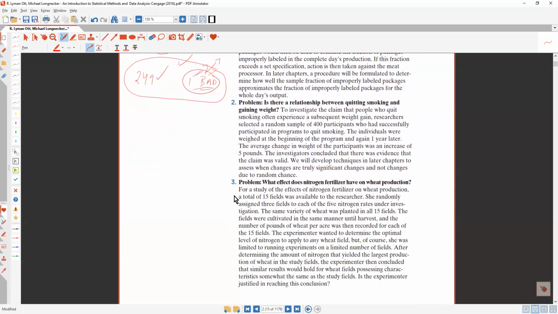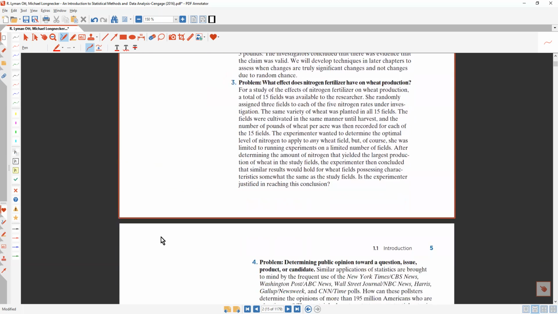Other areas where statistics are used, here's an example. Is there a relationship between quitting smoking and gaining weight? So do people who quit smoking tend to put on weight? And we could assess these types of relationships using such things as correlation coefficients and other things. So there's another example where stats are used. You can read through the other couple examples.